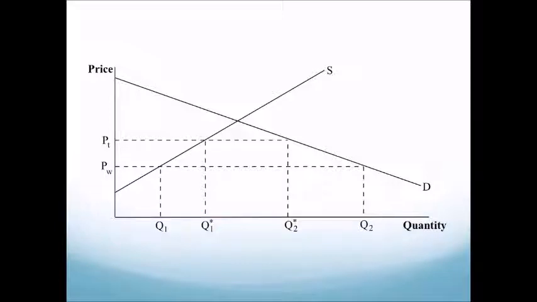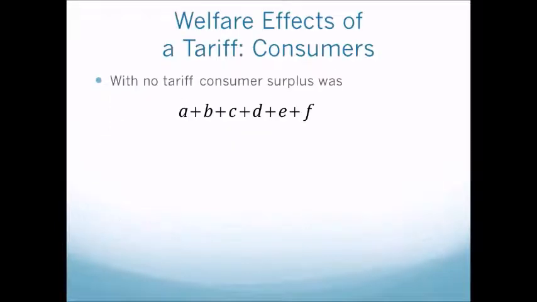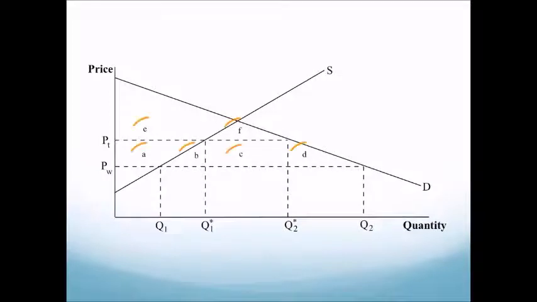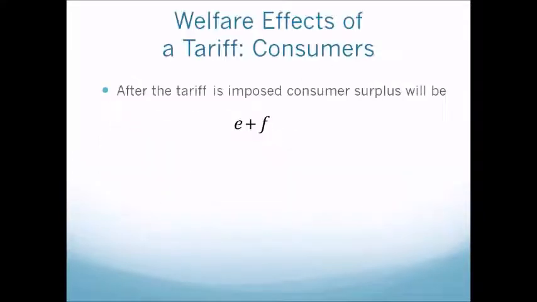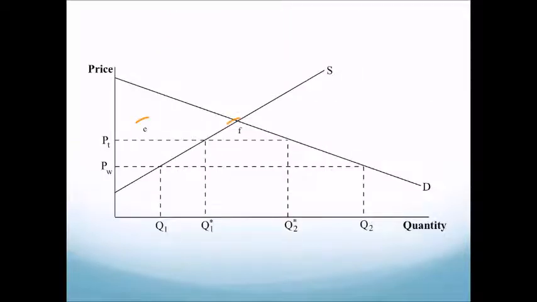With no tariff, consumer surplus was A plus B plus C plus D plus E plus F. After the tariff is imposed, consumer surplus is E plus F. The net loss to consumers is A plus B plus C plus D. Consumers are unambiguously worse off because of the tariff. The reason is the higher domestic price.